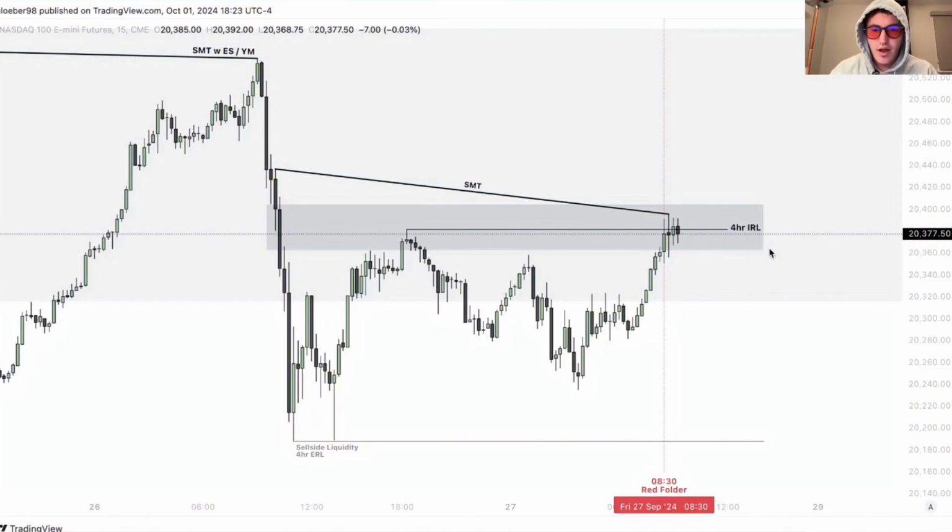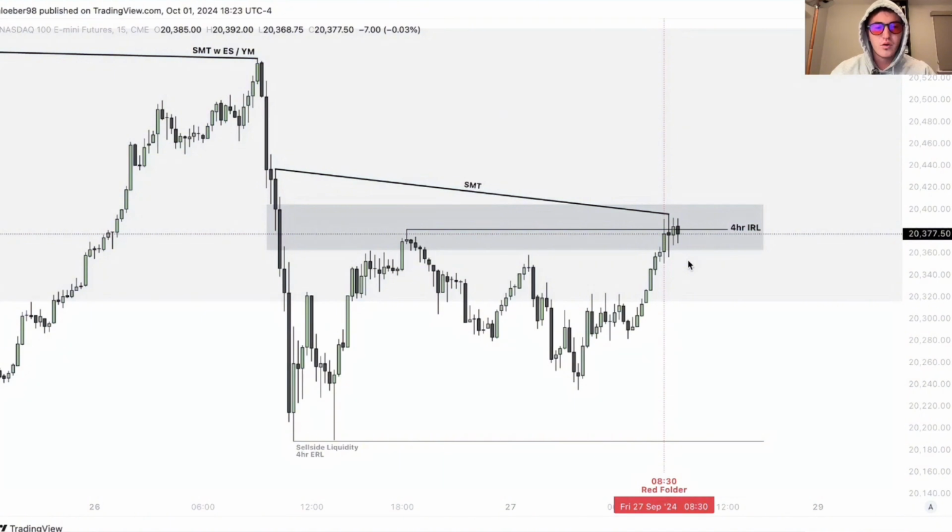So how do we identify a change in state of delivery? We wait for the candle closure below the candle that ran liquidity, which is this candle right here. We need price to close below the opening of this candle in order for us to identify an order block or a change in state of delivery for us to even look for an execution.